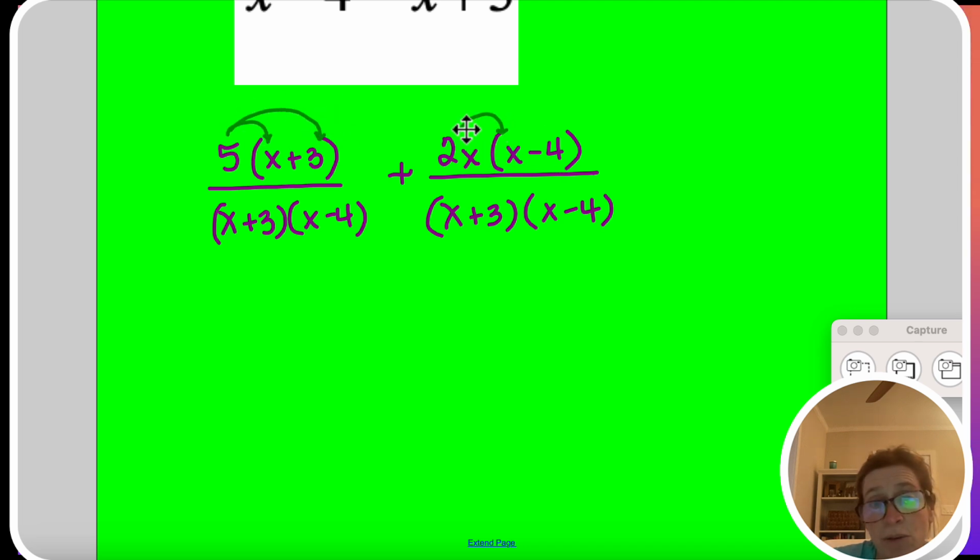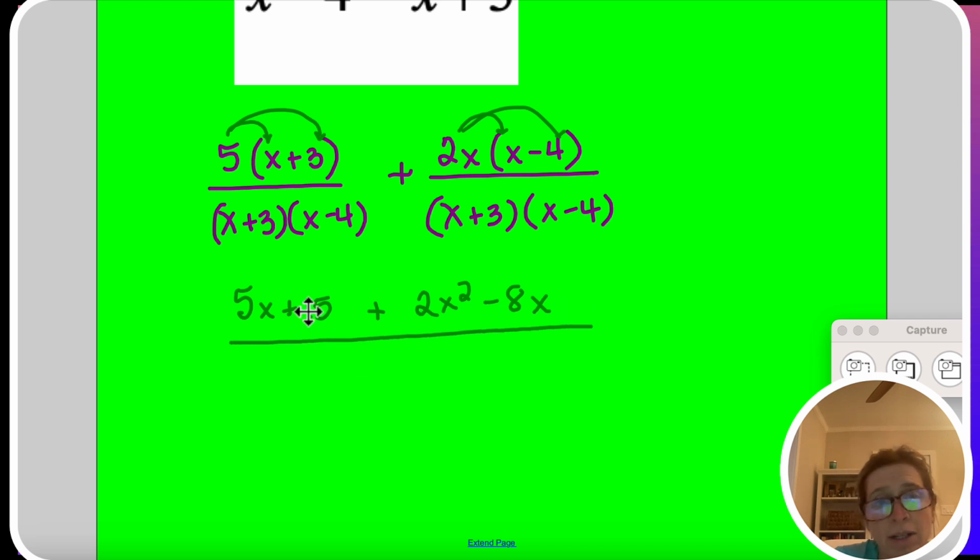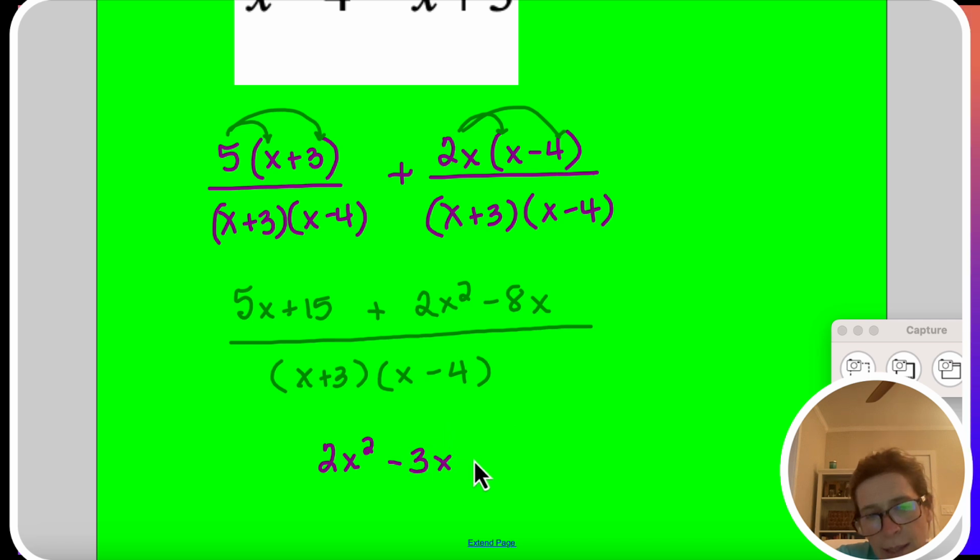I'm going to distribute. That's going to give me 5x plus 15 plus 2x squared minus 8x all over x plus 3 times x minus 4. Now I can combine like terms in the numerator, giving me 2x squared minus 3x plus 15 over x plus 3 times x minus 4.